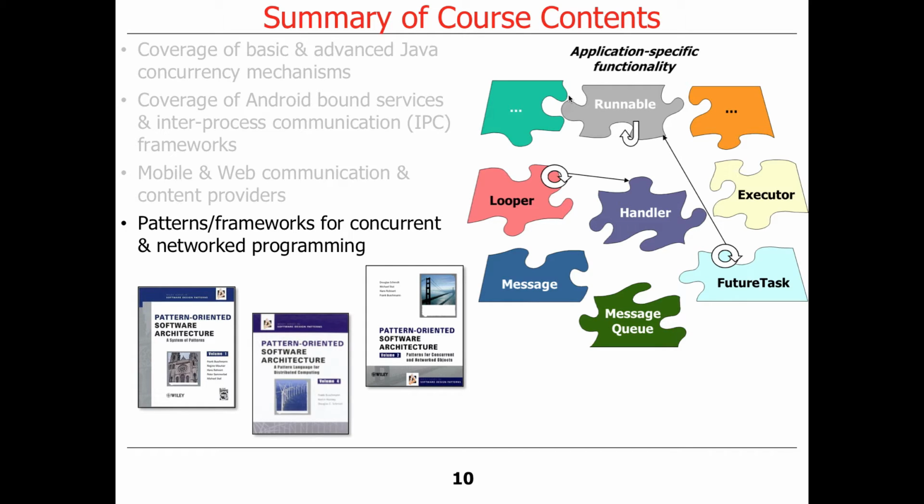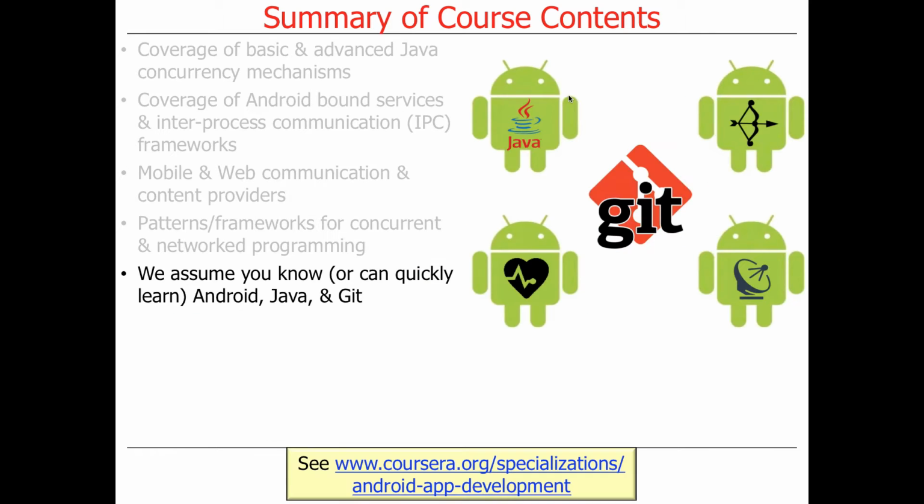So if you took 251 with me or you took 251 with Graham Hemingway, you undoubtedly learned about some patterns, and we'll be building on that. We'll show lots of those patterns, but we'll also show you some new ones having to do with concurrency. There's a couple of assumptions. We assume that you either know or can very quickly learn Java. Hopefully everybody knows Java. We also assume that you can very quickly learn Android.